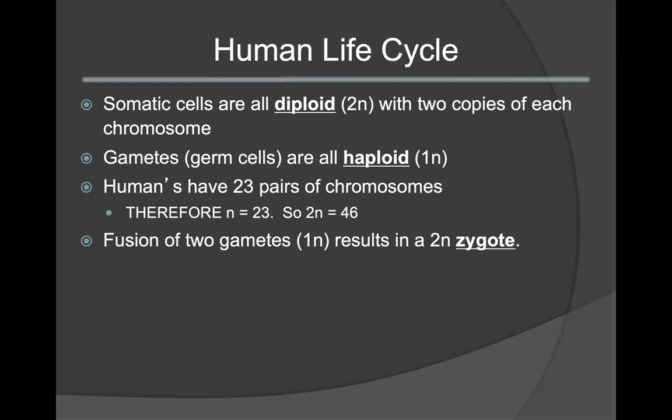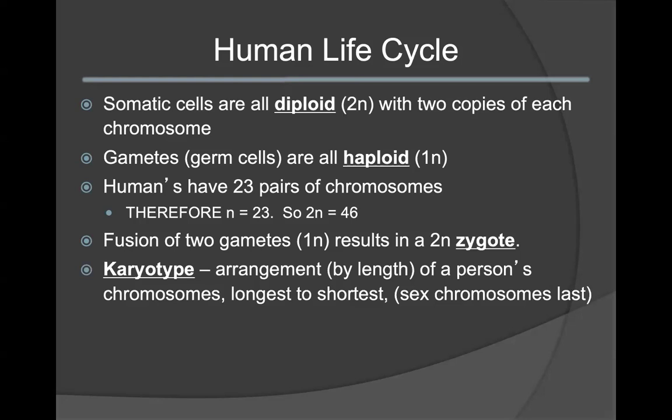When we are considering the human life cycle, the fusion of two gametes in the haploid state results in a 2N zygote. So this means that when gametes undergo fusion to produce a zygote, we have the return of the diploid state. A karyotype can be very important in looking at the genetic material of individuals. Karyotypes are typically arranging the chromosomes according to length, longest to shortest, keeping the sex chromosomes to the last position on the karyotype chart.